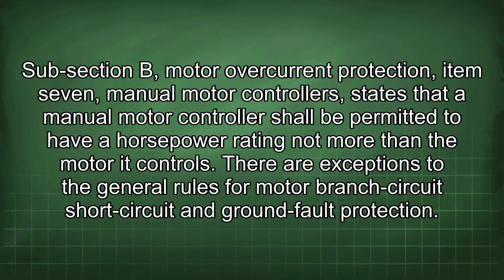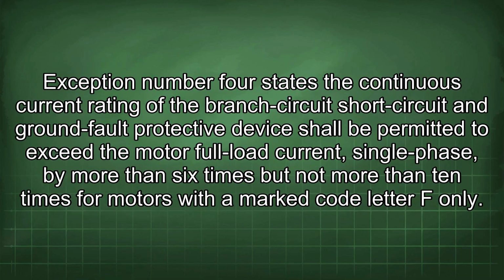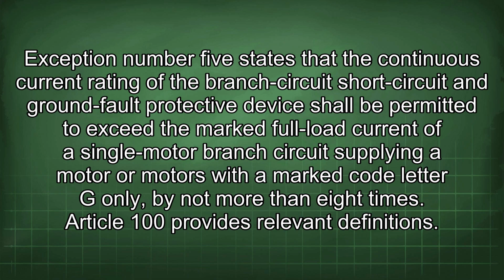There are exceptions to the general rules for motor branch circuit short circuit and ground fault protection. Exception number 4 states the continuous current rating of the branch circuit short circuit and ground fault protective device shall be permitted to exceed the motor full load current, single phase, by more than 6 times but not more than 10 times for motors with a marked code letter F only. Exception number 5 states that the continuous current rating of the branch circuit short circuit and ground fault protective device shall be permitted to exceed the marked full load current of a single motor branch circuit supplying a motor or motors with a marked code letter G only, by not more than 8 times.